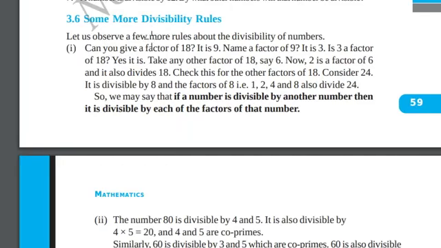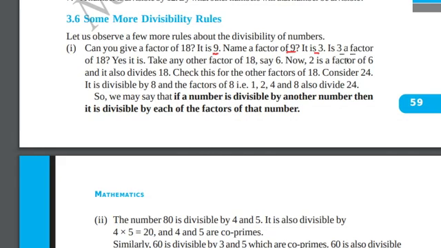Some more divisibility rules. If a number is divisible by another number, then it is divisible by each of the factors of that number. Can you give a factor of 18? The factors of 18 are 1, 2, 3, 6, 9 and 18 itself. Let us take 9. Name a factor of 9. Factors of 9 are 1, 3 and 9 itself. 3 is a factor.